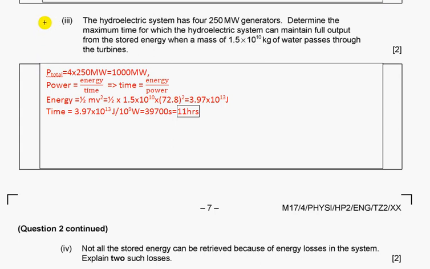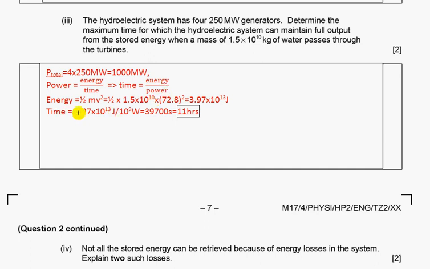The hydroelectric system has four 250 megawatt generators. Determine the maximum time for which the hydroelectric system can be maintained at full output from the stored energy when the mass so much passes through the turbines. So 4 generators, each 250 megawatt, produce 1000 megawatt. Power equals energy divided by time. It means that time will be energy divided by power.